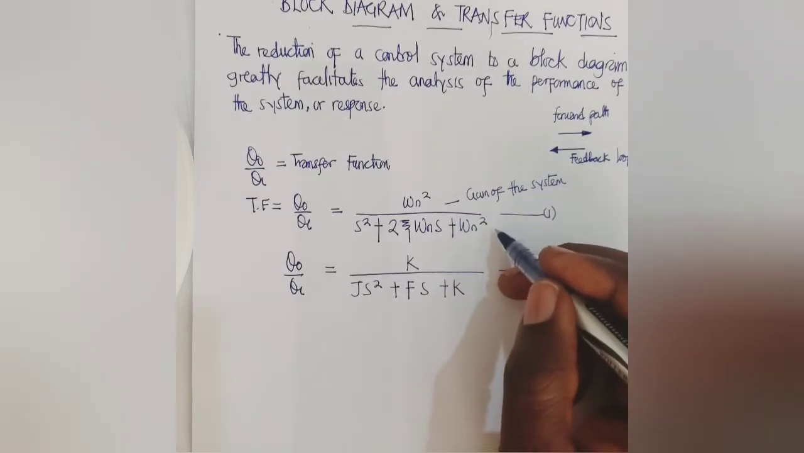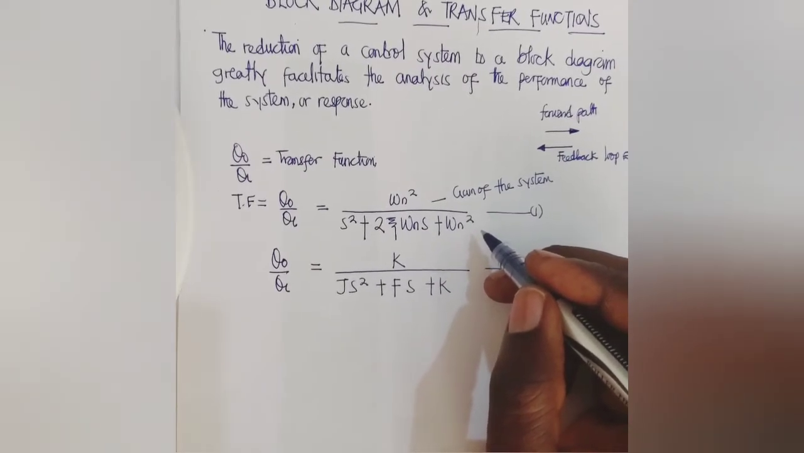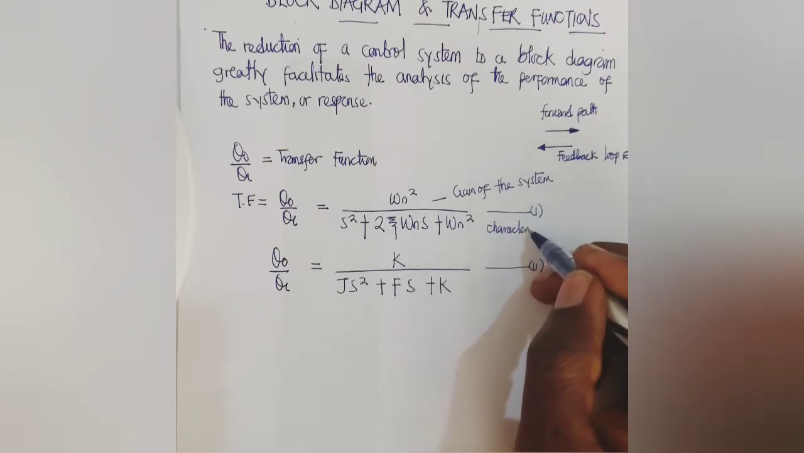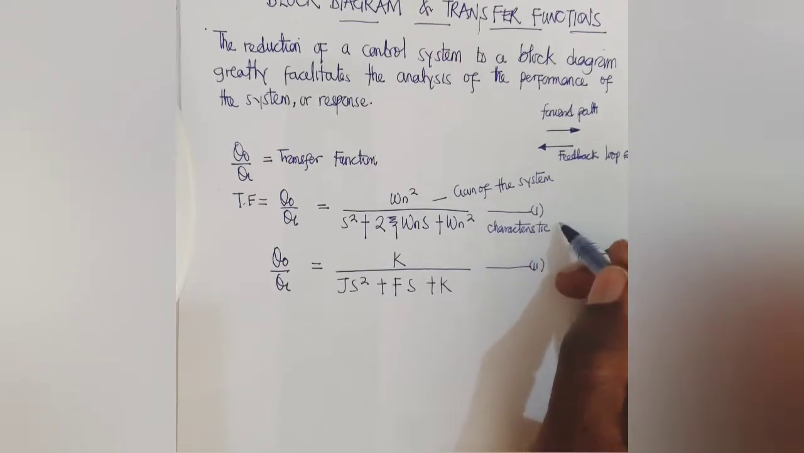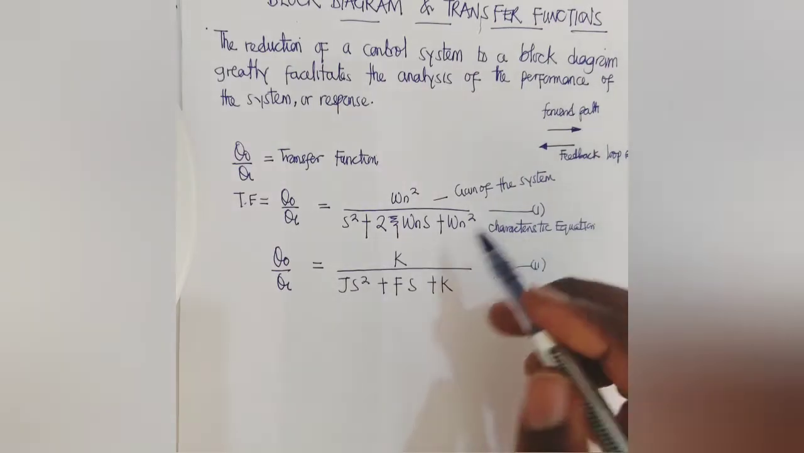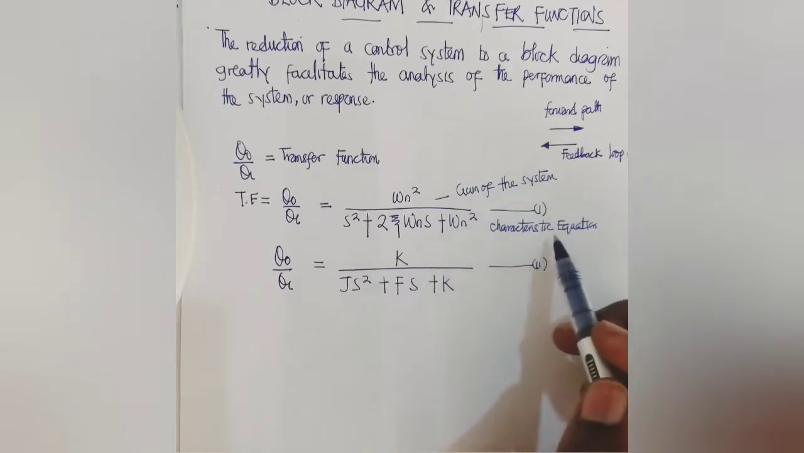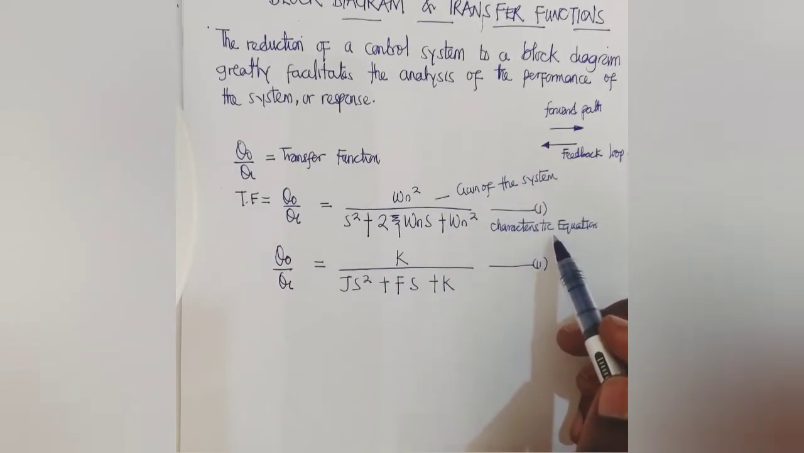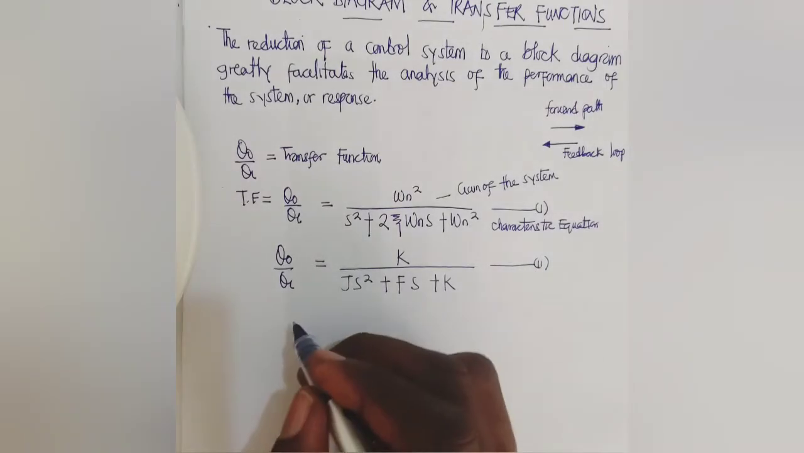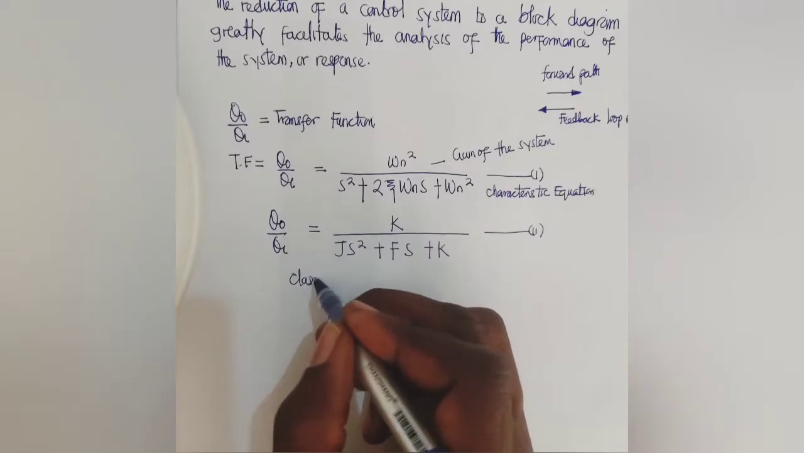And the denominator, if I equate the denominator to 0, I'm going to have my characteristic equation. Don't forget, the numerator is the gain of the control system. If I equate my denominator to 0, it's going to give me my characteristic equation. Now under our control system, as we know, we have classification of control systems.